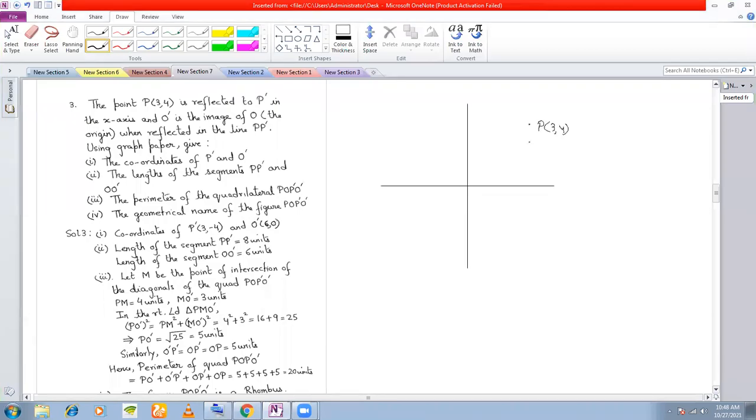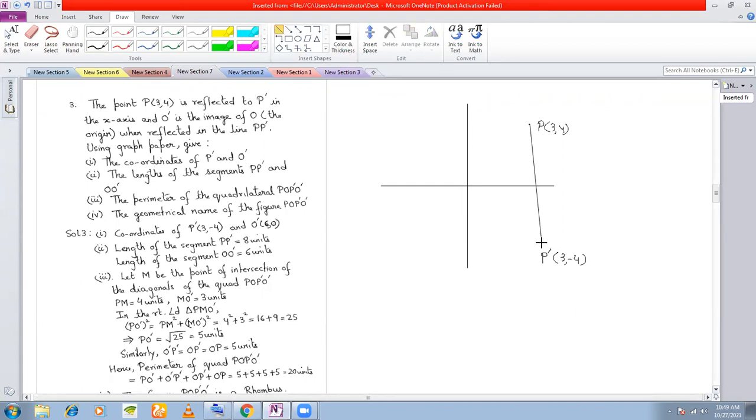P(3, 4) is a point, say somewhere over here, right? And if you reflect it in the x-axis, you'll get a point, say somewhere over here, point P dashed. Its coordinates will be (3, -4), right? Now, if we join these two to get the line PP dashed, I'm doing this in rough just to get the idea of scale, what scale to use.